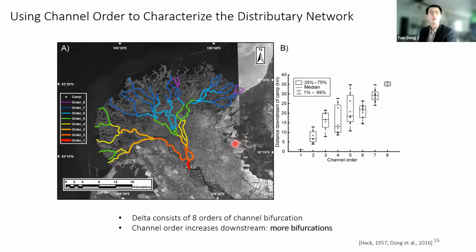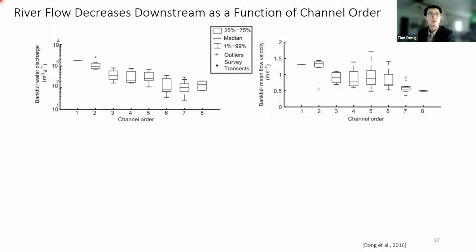Next step is to quantify how flow changes as the river bifurcates. We have measured water discharge and velocity in the channel network. Here these 2 plots are showing bankfull water discharge as a function of channel order, as well as flow velocity as a function of channel order. The observation here is that both these flow parameters decrease downstream as the river bifurcates.